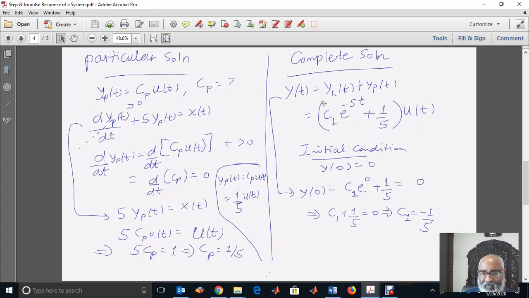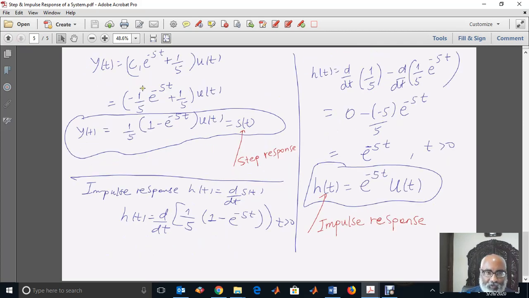So what is left? C1 is missing. So how do we solve it? From the initial condition, as we said earlier, y(0) is equal to 0, which means y(0) is equal to c1 e^0 plus 1/5, which is equal to 0. So c1 plus 1/5 is 0, and c1 will be negative 1/5. Okay? So with this, we completed and we found the step response of the system. So let's put in c1 equal to negative 1/5.